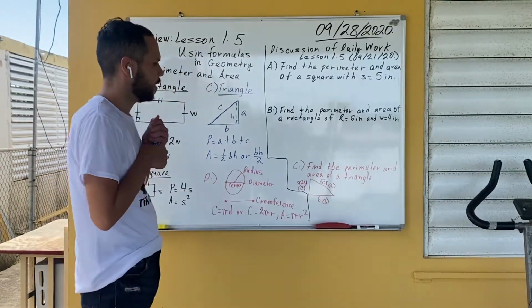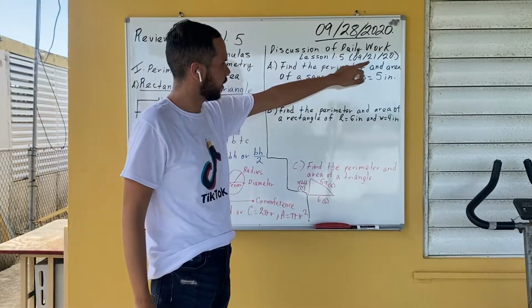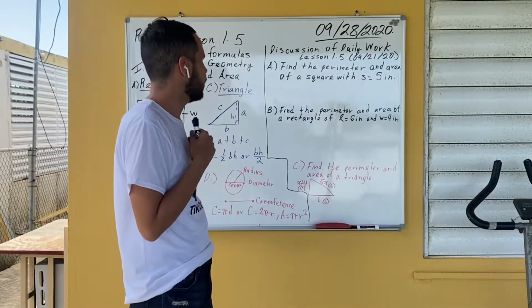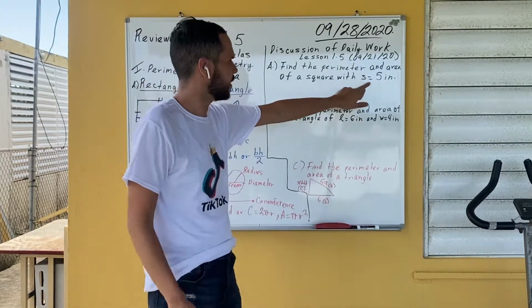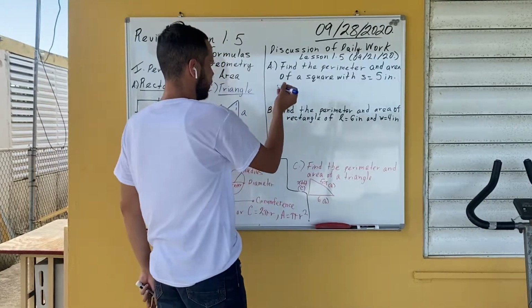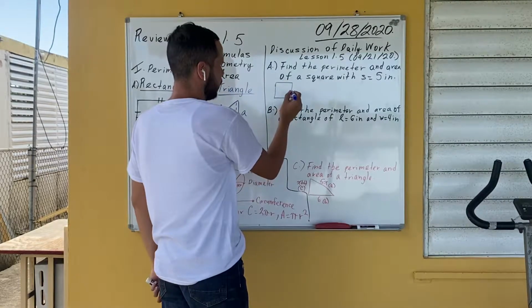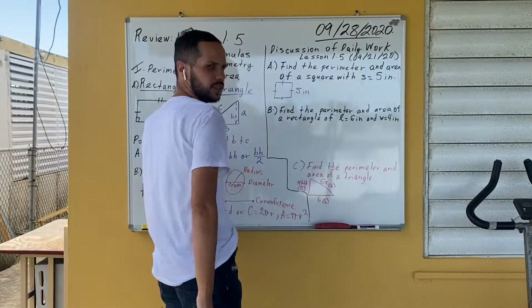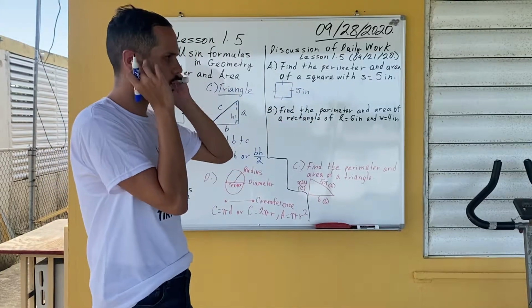So let's discuss the examples, or the problems, that we gave last week, Monday, September 21, 2020, from lesson 1.5. We're going to find the perimeter and area of a square with sides that have 5 inches. So let's write a square. So I got my square. Each side is going to have 5 inches. That is not a real representation of a 5-inch square, but just so you can see it.